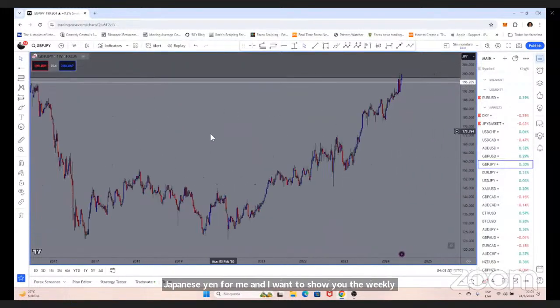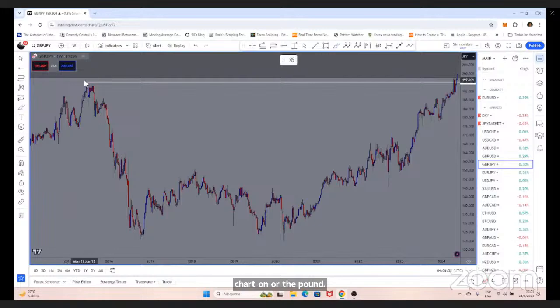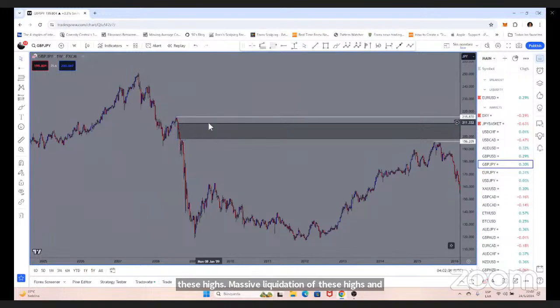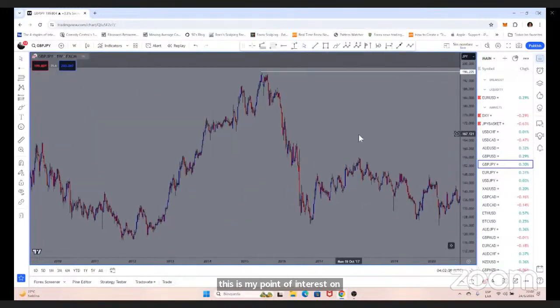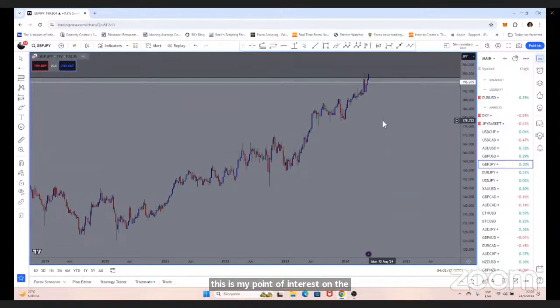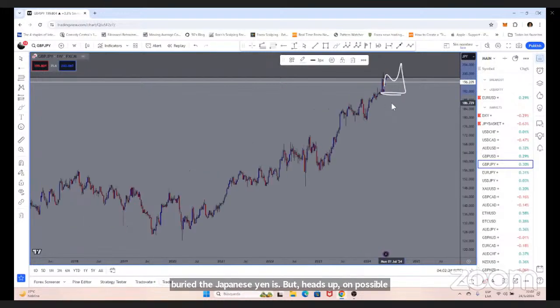So to start with, the pound yen liquidated these highs, massive liquidation of these highs, and this is my point of interest on the pound yen for possible shorts. Now, again, this market is extremely bullish because of how bearish the Japanese yen is, but heads up on possible market structure shifts for possible swing trades short on the pound yen, which would mean longs on the Japanese yen.